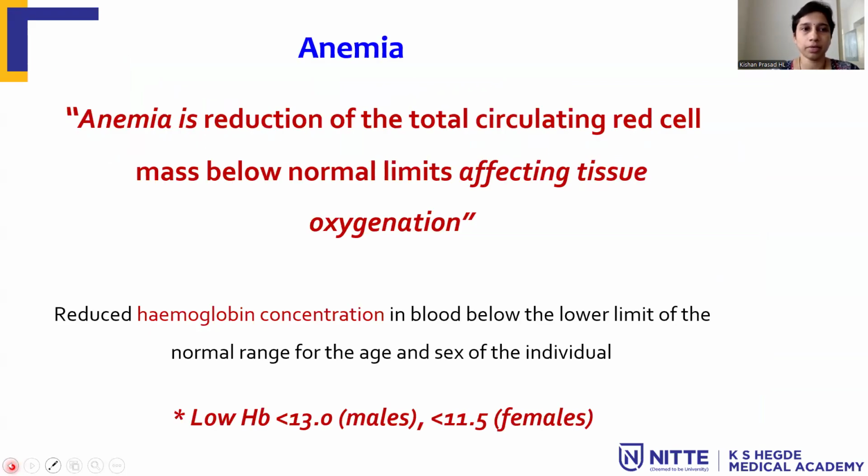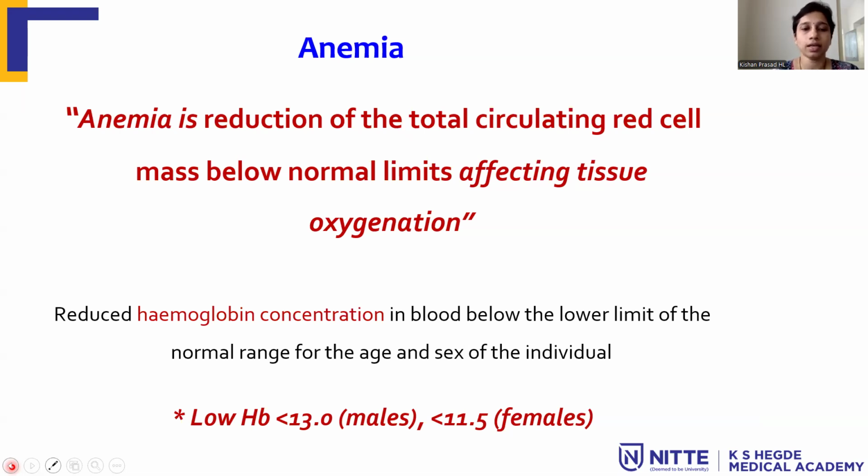So what is anemia? Anemia is reduction of total circulating red cell mass below normal limits, affecting tissue oxygenation. The other way to define anemia is reduced hemoglobin concentration in blood below the lower limit of normal range for age and sex of the individual. The normal range for various age and sex differs. That is why the definition is like this.